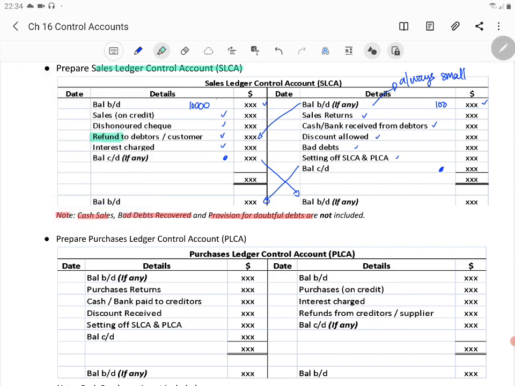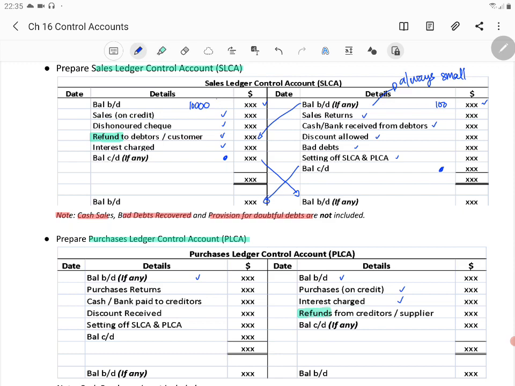Okay. Next, after SLCA, then PLCA. PLCA stands for Purchase Ledger Control Account. And in the Purchase Ledger Control Account, we have two balances. The normal balance will be on the credit side, and the abnormal will be on the debit side, because of an overpayment, or forgetting to deduct the payment with the discounts and so on. And then purchases on credit will be on the credit side, interest charge on the credit side, and refunds also on the credit side.